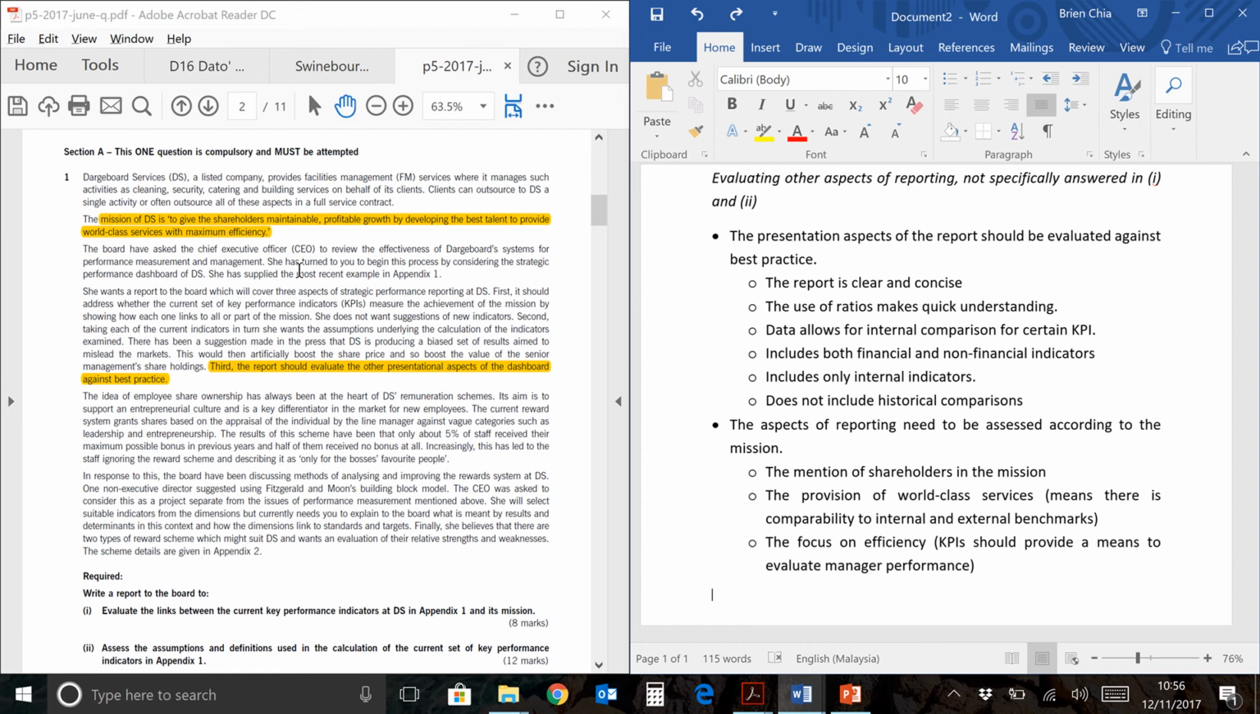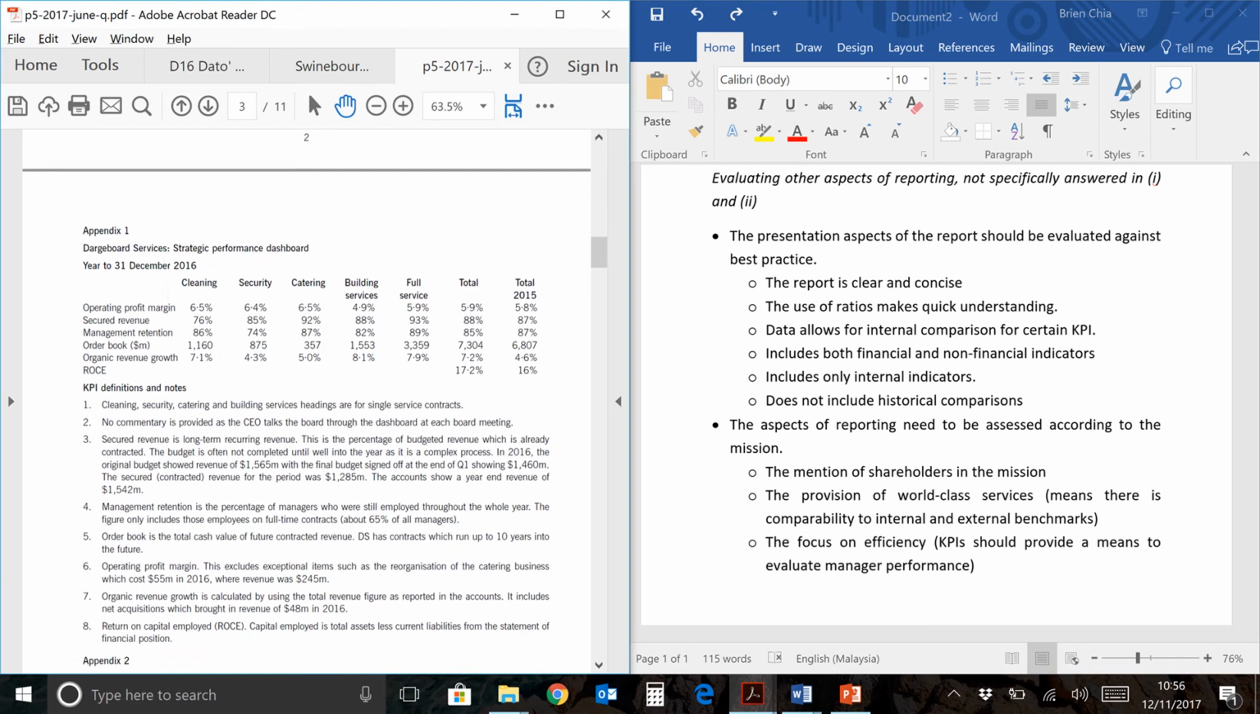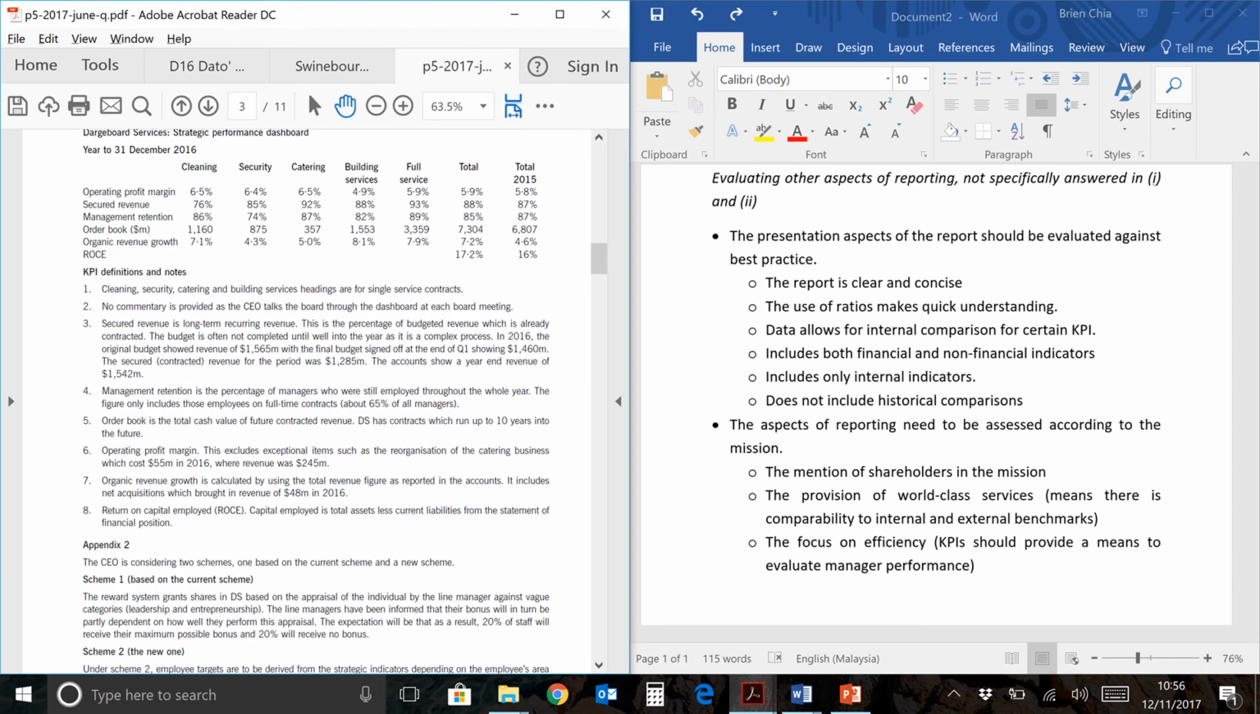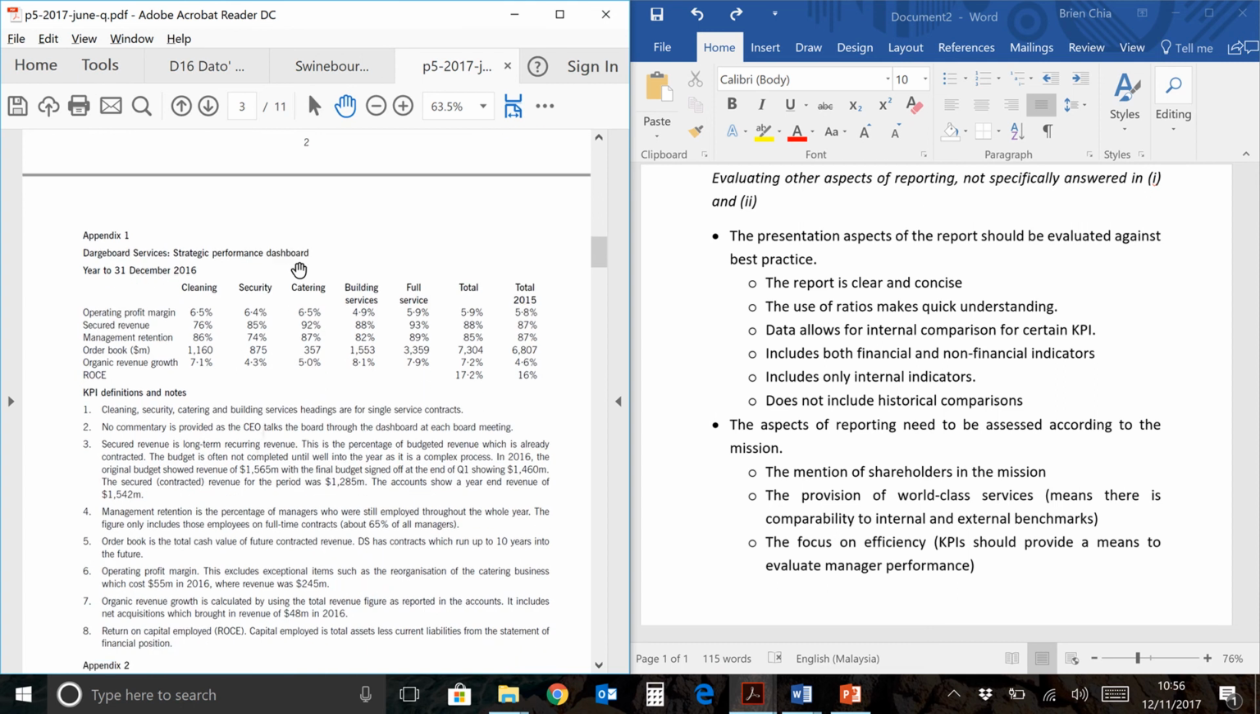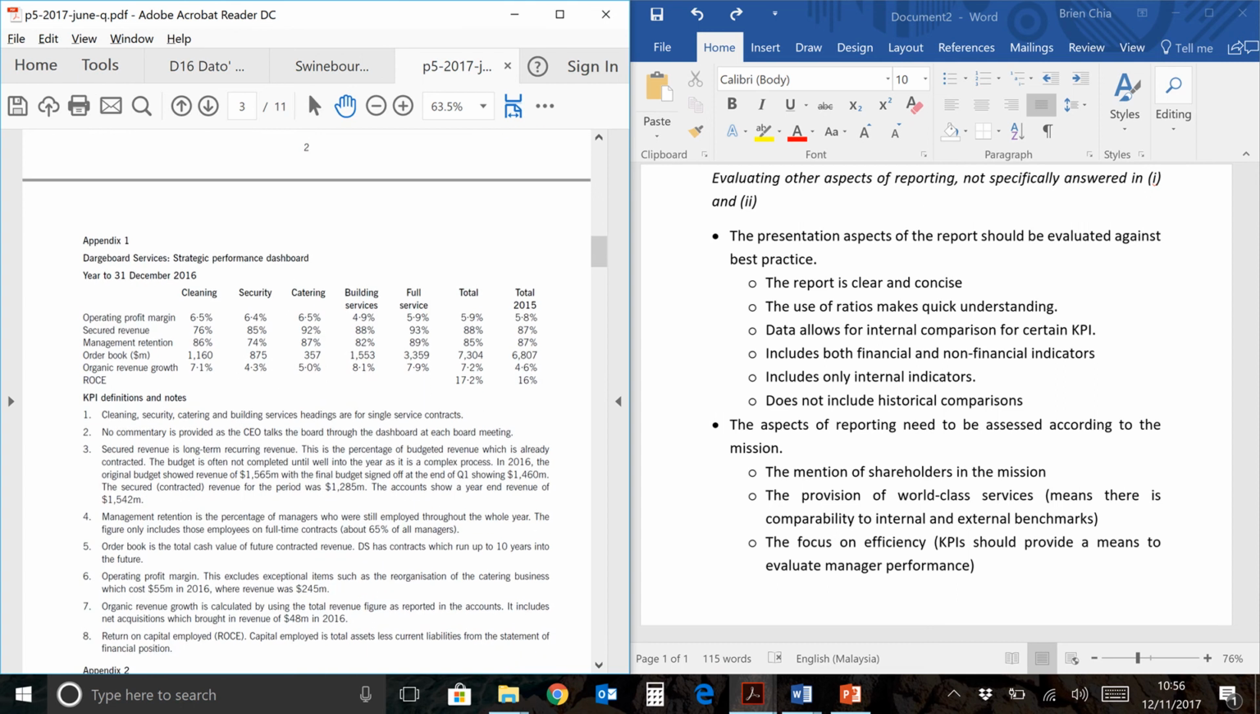Okay, so this you can do actually during your reading time or your question planning. You should mention these in your answer. And now we're going to look at the performance dashboard in general and try to pick up some things which relate to these 3 things over here. So first of all, let's talk about the mention of shareholders in the mission.